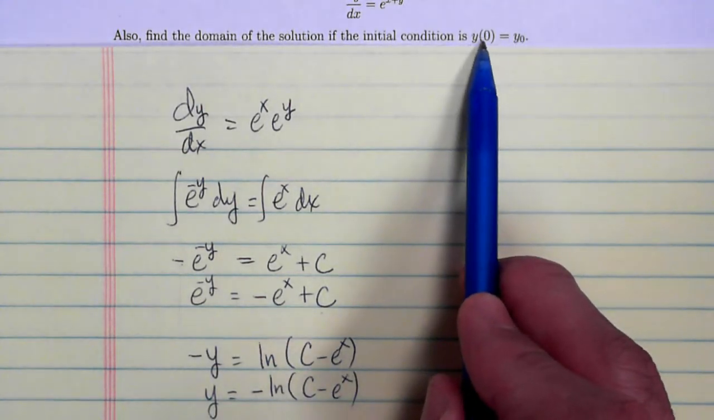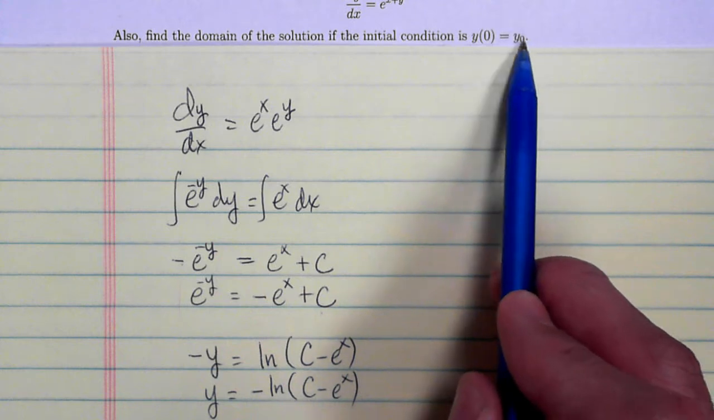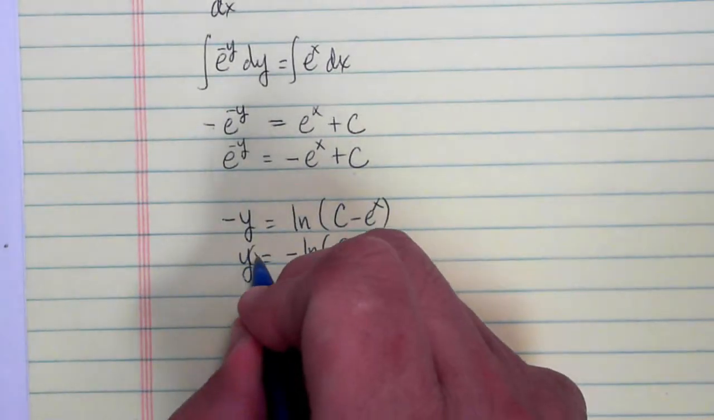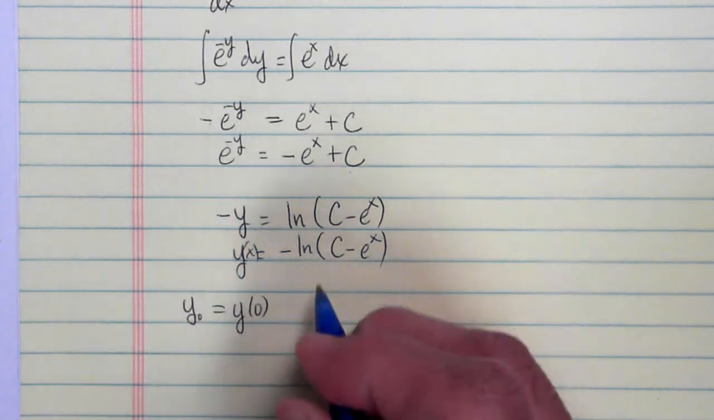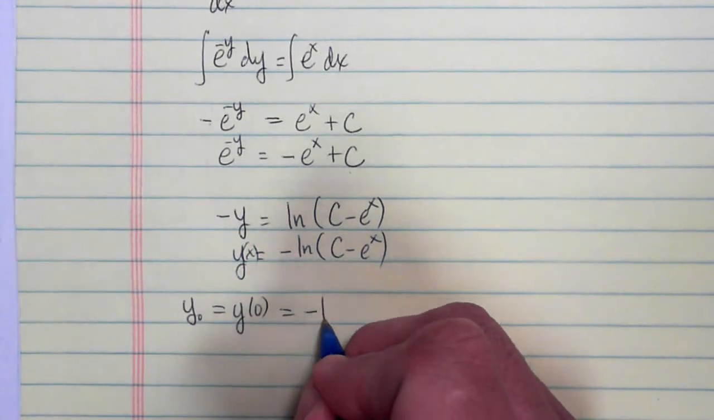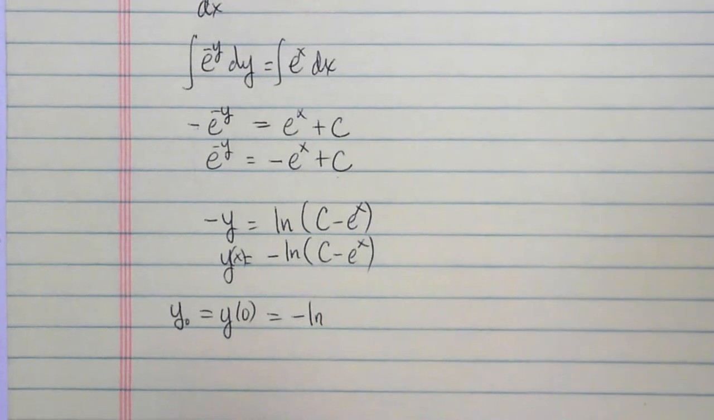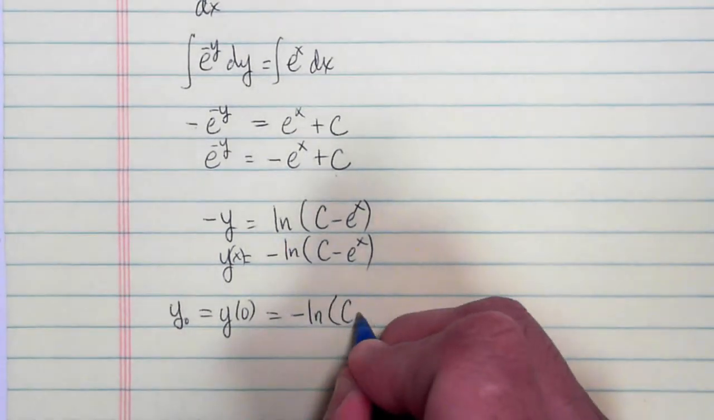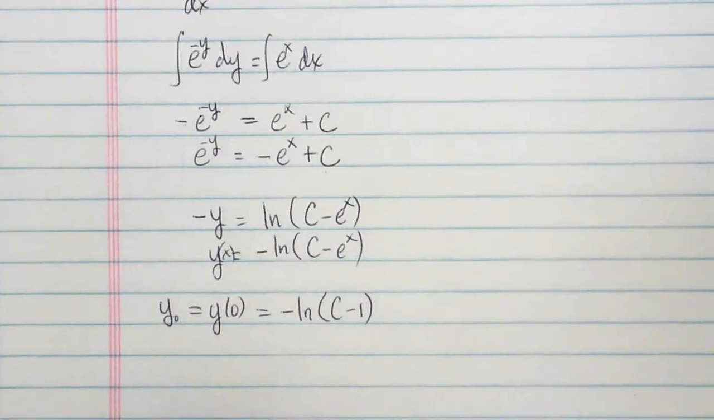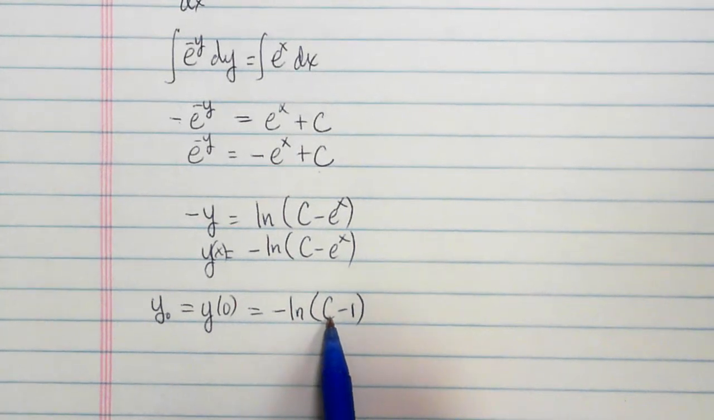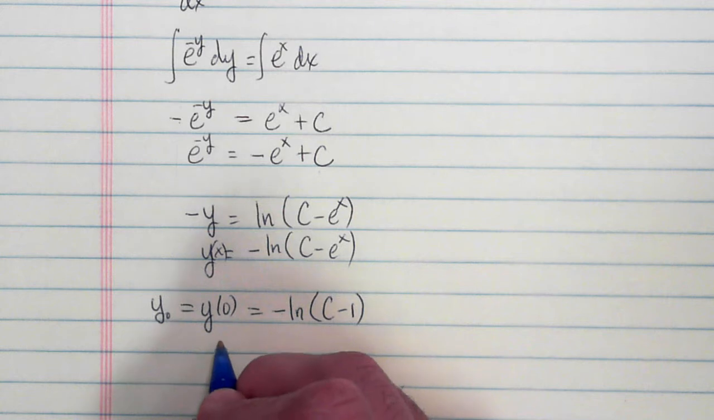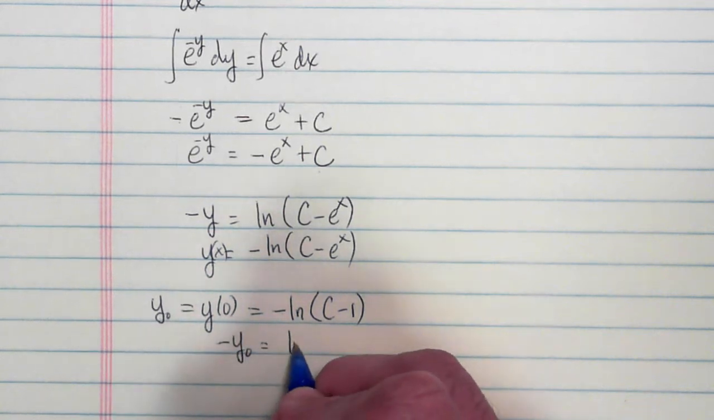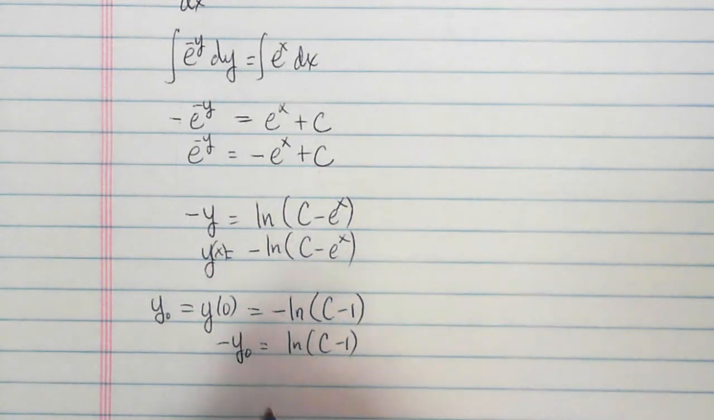Here, the initial value is given to be y of 0 is equal to some number y naught. So if that's y of x, y of 0 is some initial number y naught is equal to negative natural log of c minus 1. So this allows me to solve for the constant c. Let's bring the minus sign back over. Negative y naught is equal to natural log c minus 1.